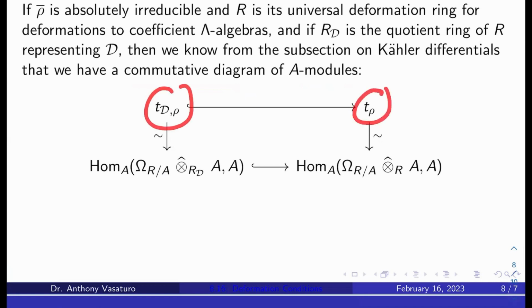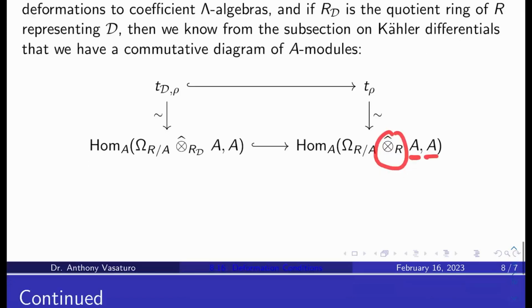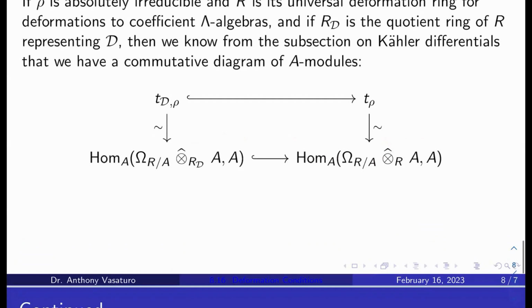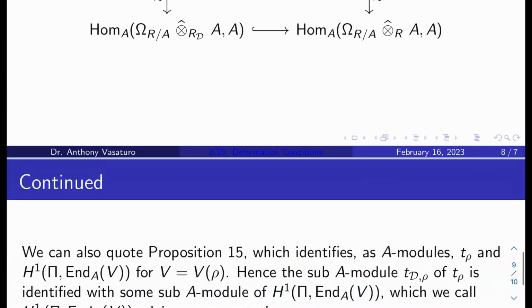T_𝒟ρ sits inside T_ρ, as we just discussed, but remember, we have a Kähler differential interpretation of these tangent spaces. T_ρ is just the A-maps from the sheaf of differentials tensored, completed, over R with A to A. What sits inside here? It should be the A-maps from that same sheaf of differentials tensored with A to A, but now you're completed tensor producting over the type 𝒟 universal deformation ring R_𝒟. Okay, so there's really nothing to check here. This is all just definitions.